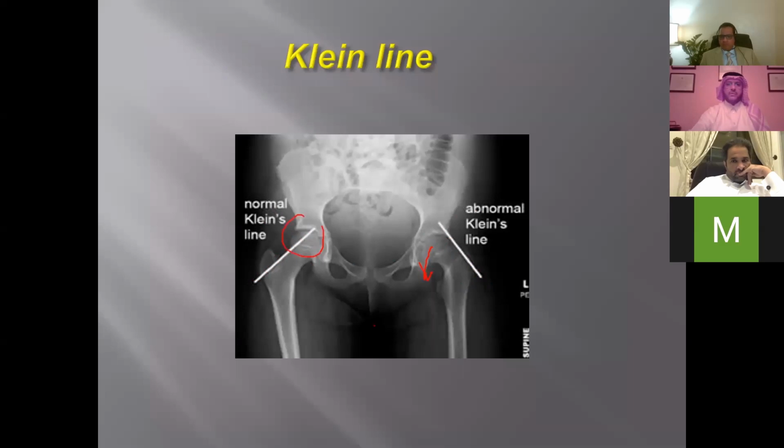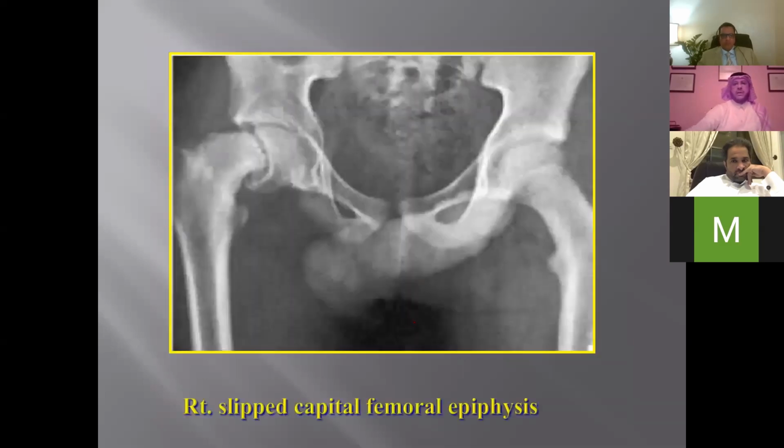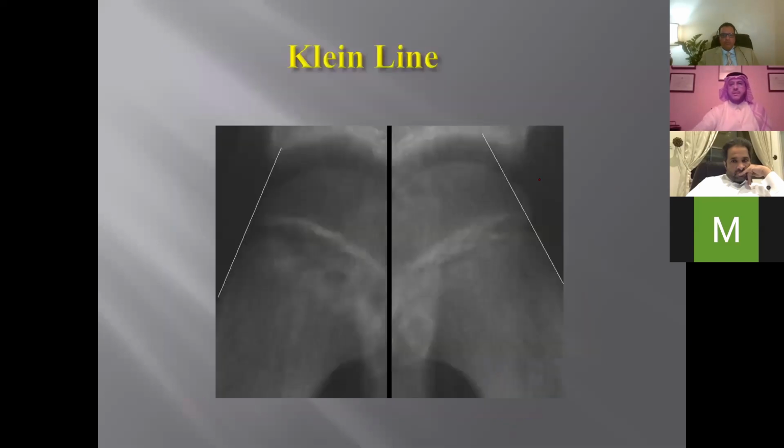It's very, very important. Okay, so let's move to the other one. This is again the right one. If you draw a line here, it will not intersect the epiphysis, while here it will intersect the epiphysis, as you see. So again, these are Klein's lines. Again here, this is normal, abnormal. Normal and abnormal.